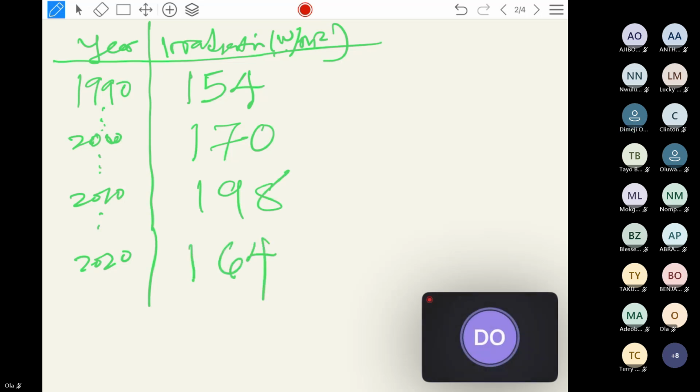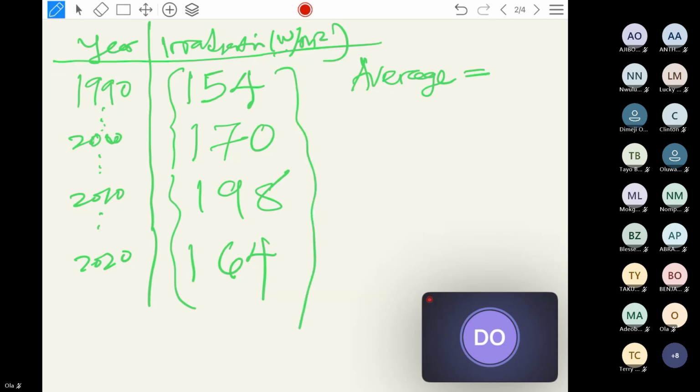Now, many people, what they will just do is that they will just find the average of these four values. This time series data, they find the average. And so who can give me the average of this thing? What's the average? Can you please punch your calculator on your phone and give it to me, please?